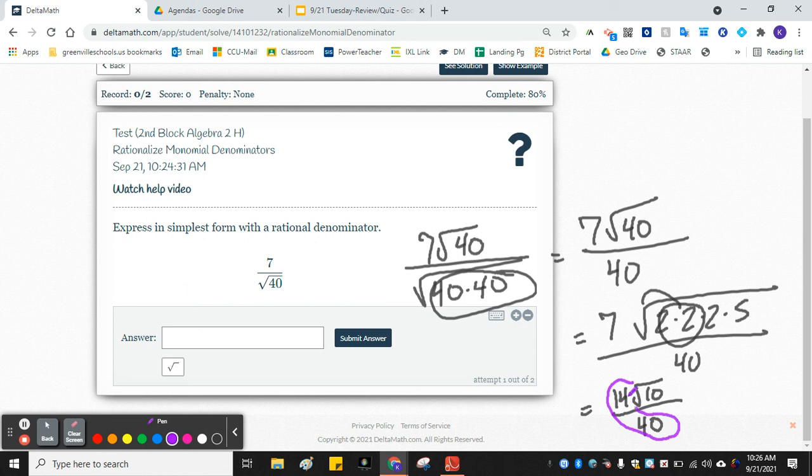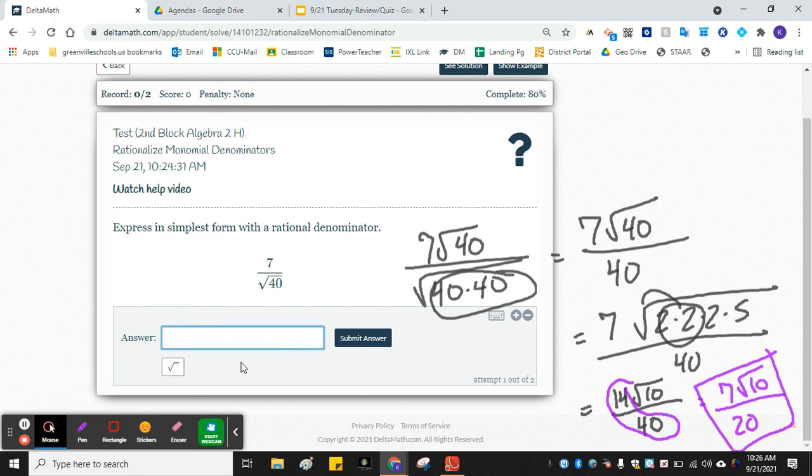Just we have to simplify our numbers on the outside. They're both divisible by 2. So we'll do 7 over 20, square root of 10. And a lot of people will try to simplify the 10 and the 20, but the 10's in the radical, so you cannot do that. That is your answer.